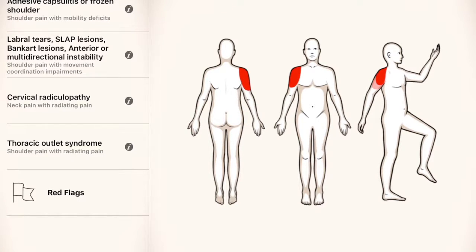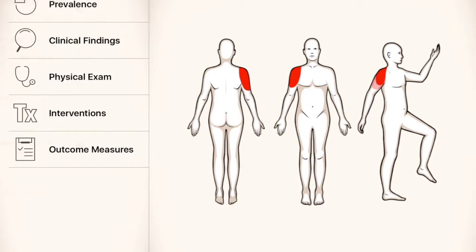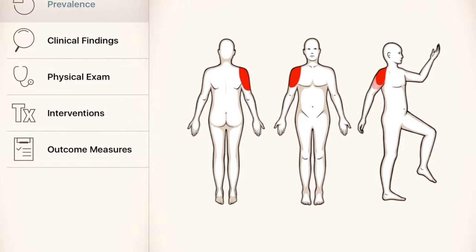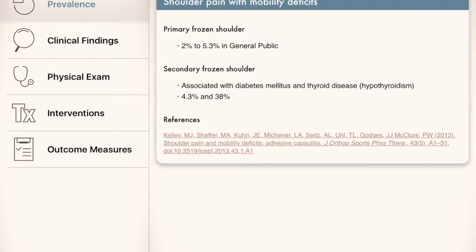So pain patterns in and of themselves don't really predict exactly what the pathological structure is, but it does give you a glimpse, right? It starts your clinical reasoning process, your pattern recognition. So we're going to talk about adhesive capsulitis today. And when you look at the prevalence, again, you'll see that 2 to 5.3% of the general public, right? And there's an association with diabetes and thyroid disease.